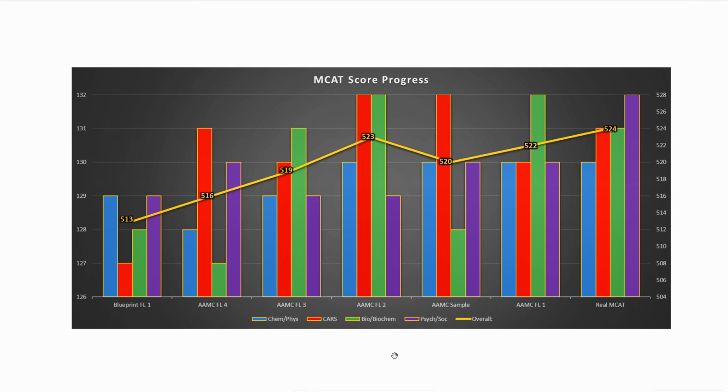So again, in terms of which section to focus on, number one, your lowest section. Number two, the section with the most room for improvement. And then number three, I would say the section with the most fluctuation or the most variance. So Biochem, there was a big fluctuation, and so I chose to focus on that. Chem Phys, there was no fluctuation by the end, so I chose not to focus on that, right?